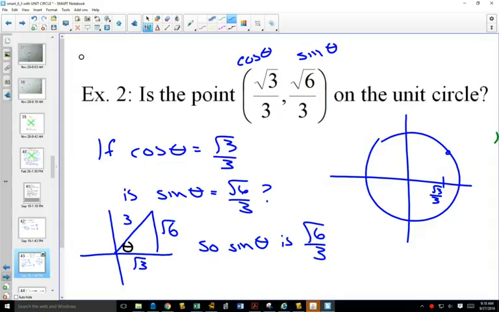If this was the same question and this was a 7 instead of a 6, you would solve it the same way and you would find out that this should be root 6, not root 7. So you would have to make a statement: sine of theta needs to be root 6 over 3 in order for that to be on the unit circle.